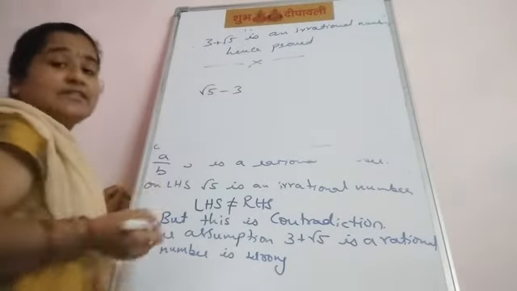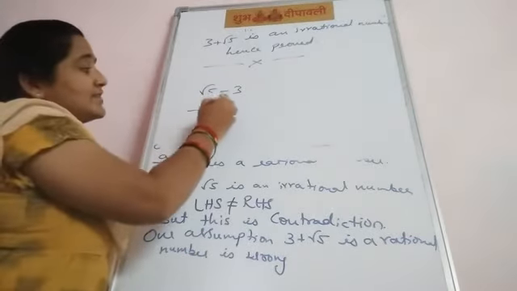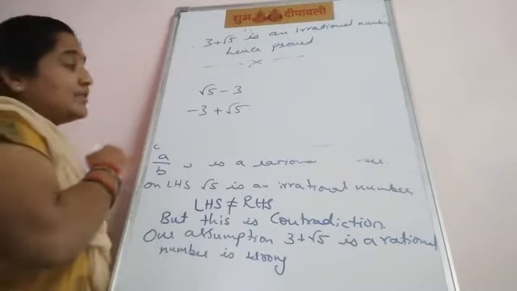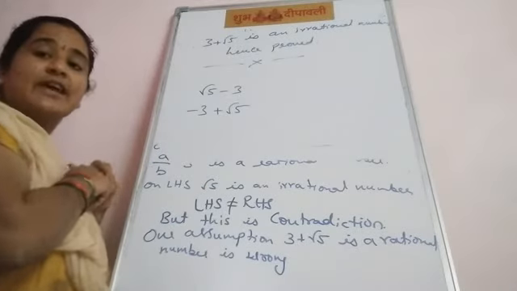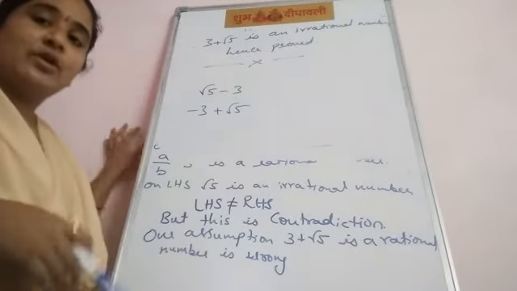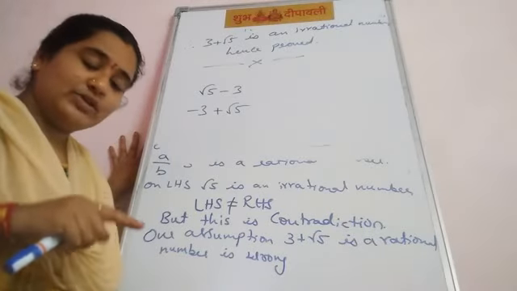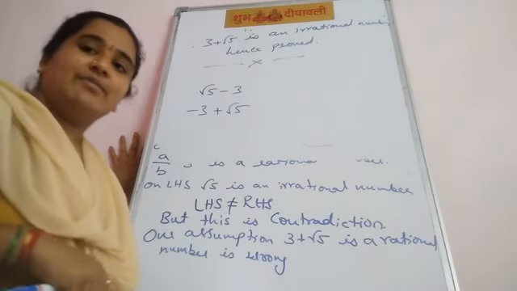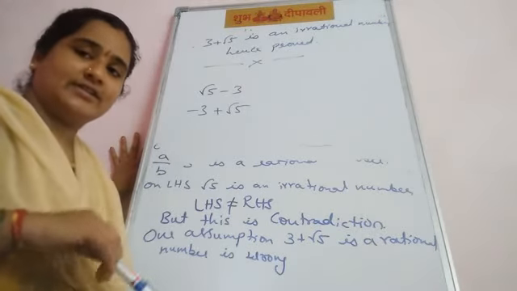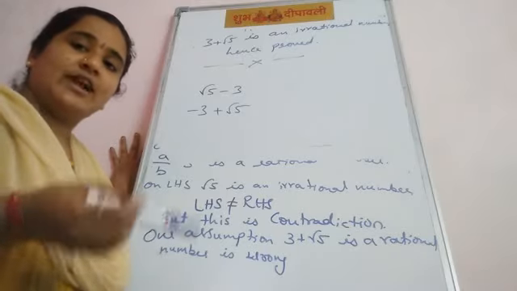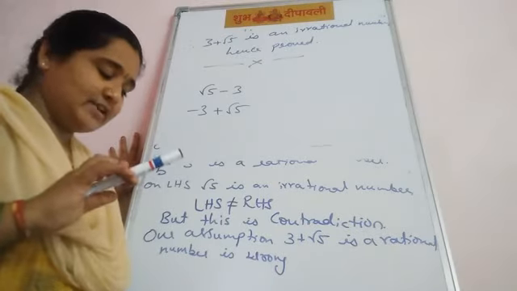Root 5 minus 3. Otherwise, minus 3 plus root 5. Prove that minus 3 plus root 5 is an irrational number. You can prove it: on the left side we will take only the roots, and the remaining terms we will send to the right side, and we will explain on the right side and on the left side.